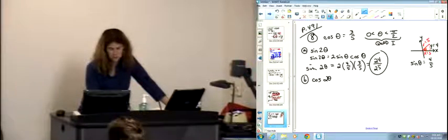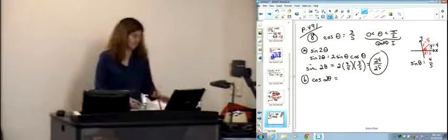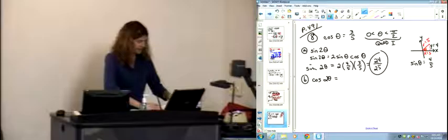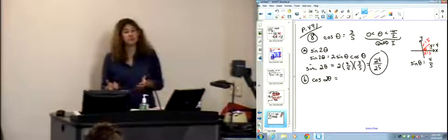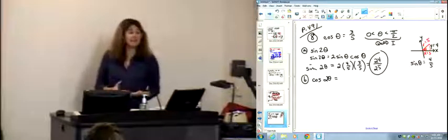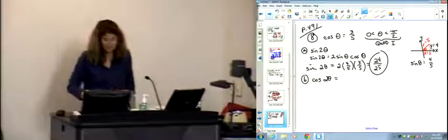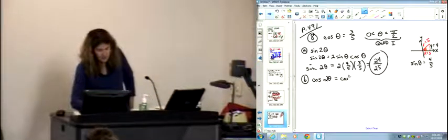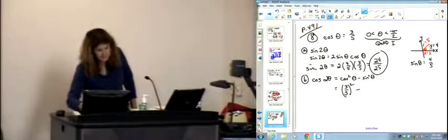Which formula do you think you want to use? Anybody have a preference? We've got the cosine and the sine, so I guess we can just go ahead and use cosine squared theta minus sine squared theta. That actually might be the easiest one to use on this one because you don't have to deal with the fraction. So I'm going to put up here the cosine squared theta minus sine squared theta. And I've got all the information here, so I just need to do 3/5 squared minus the sine, which was 4/5 squared.